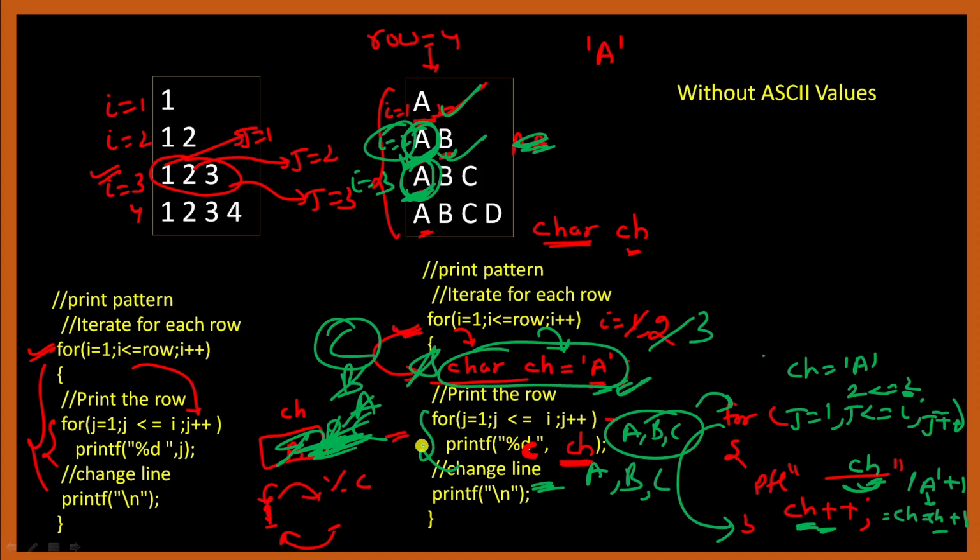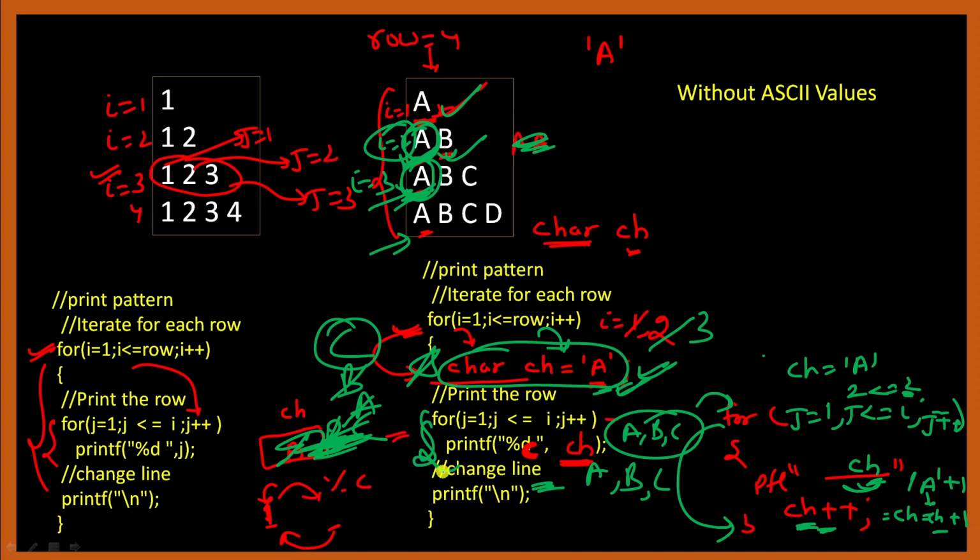So the idea was we have to print the ch variable. We have to initialize it before coming to the inner for loop. Why? Because each row starts from a. And why are we reinitializing it with a here?